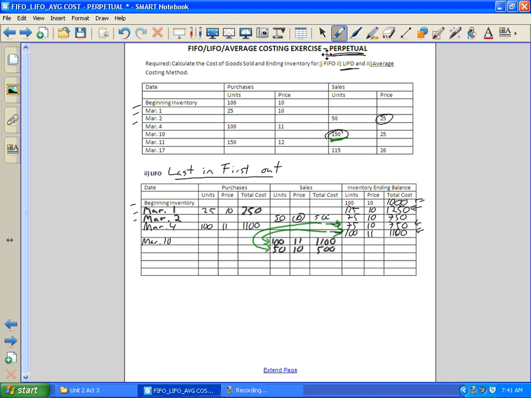That, again, also affects our ending inventory. We've got 25 units of the 75 units still sitting there, but they're costing at $10 each. So that gives us an ending inventory figure of $250. Now, on March 11th, we had another purchase of 150 units at $12 each. That gives us a total cost of that purchase of $1,800. That means we've got 25 units at $10 and 150 units that we just purchased at $12 each.